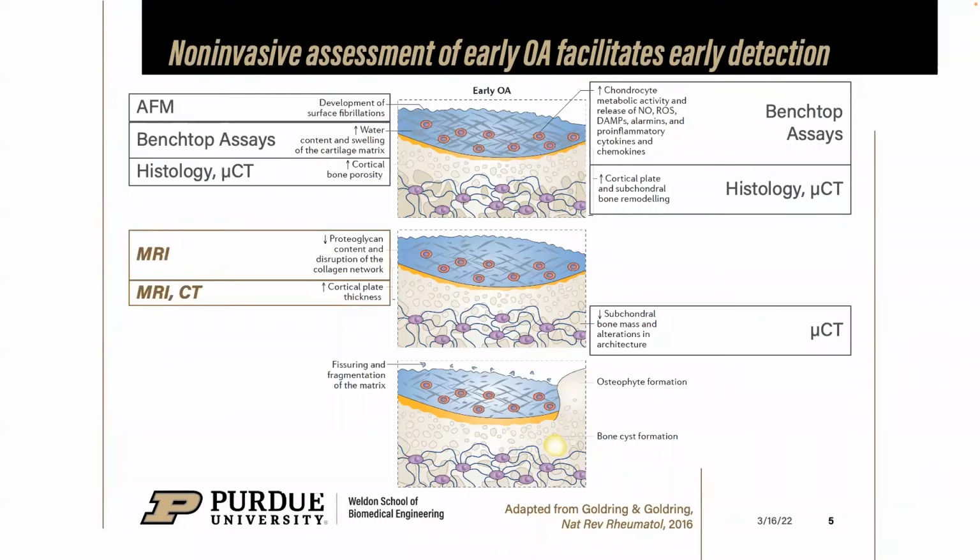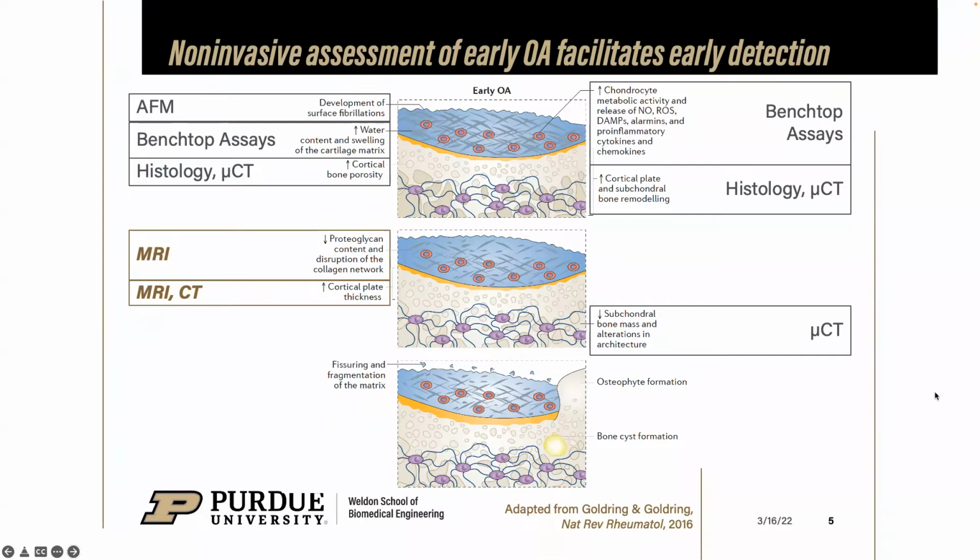And so it's not until you get to this second stage of early OA that some of these things begin to be detectable outside of the body, or at least at a tissue scale. Things like MRI as well as CT will be able to detect structural changes and biochemical changes in the proteoglycan content and the collagen network. And then with CT, you begin to see some of these bony changes, like the cortical plate thickness increasing, and also changes in the architecture in the subchondral bone mass.